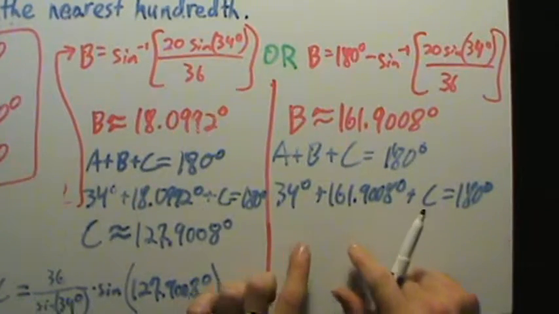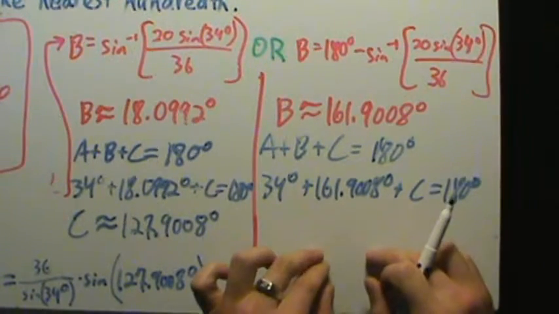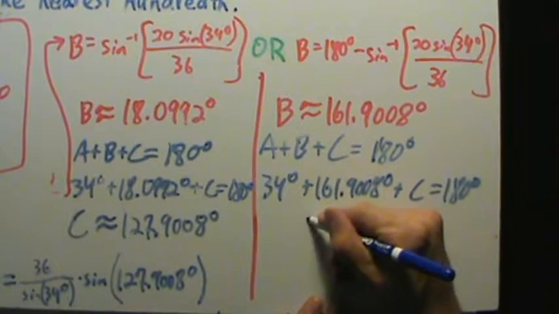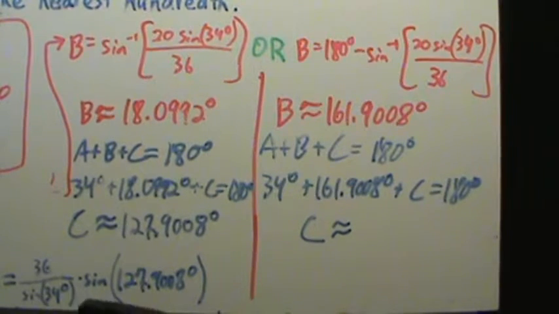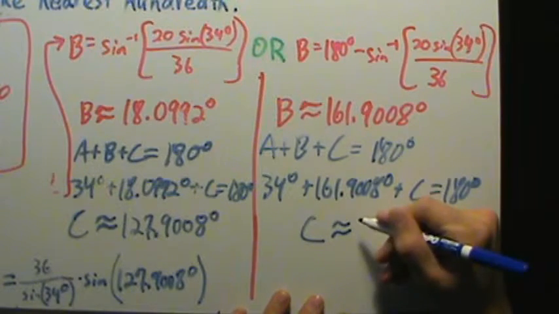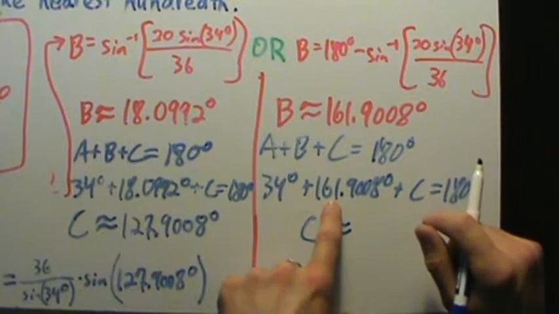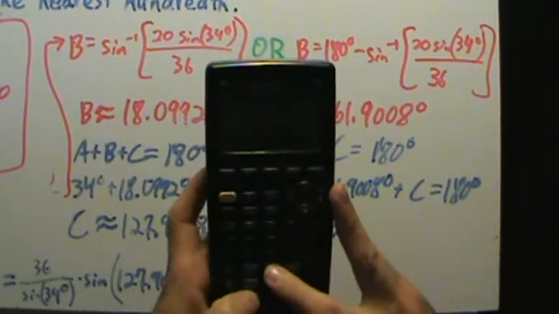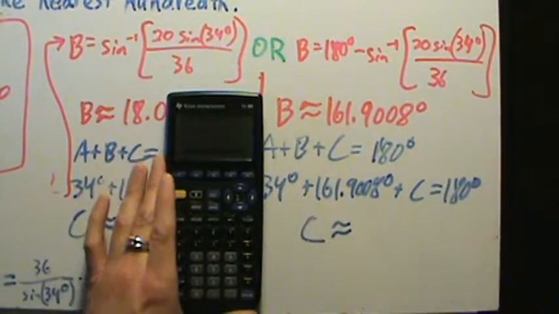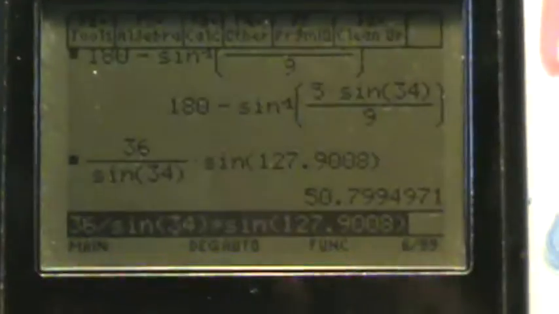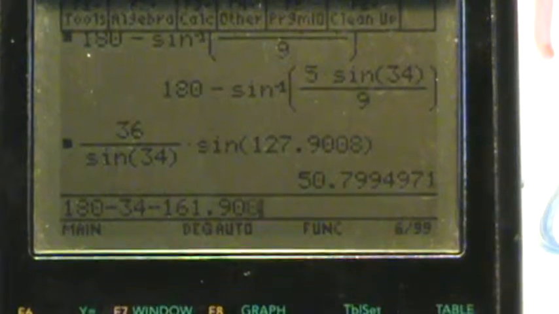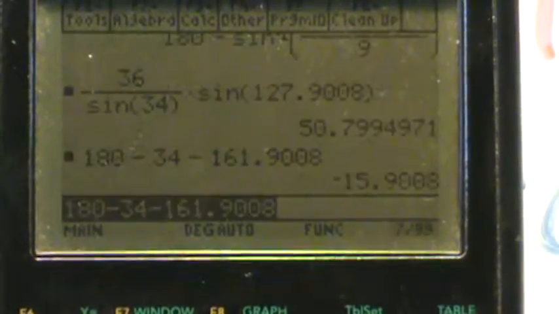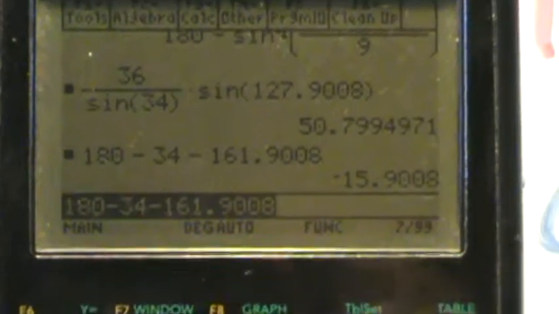Well, we could just eyeball this and stop and say it's actually not going to work out. Why not? Well, what happens if we solve for C? If that doesn't jump out at us right away, we can still solve for C, and we'll get C is approximately what? So C is going to be 180 degrees minus 34 degrees minus 161.9008. So we're just solving this equation for C. If we zoom in on that, what are we going to get? 180 minus 34 minus 161.9008. Negative 15.9008. So that's a problem.